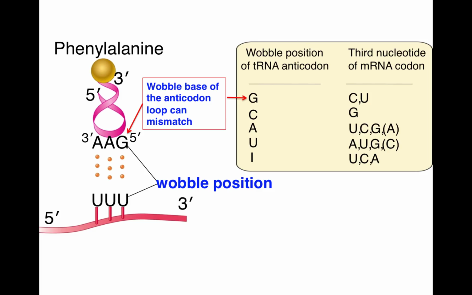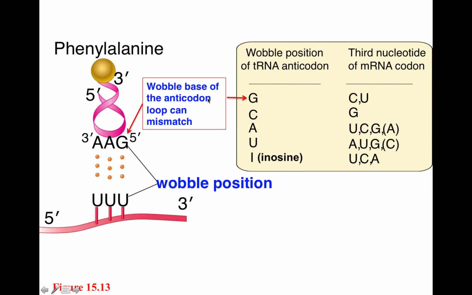So what about this wobble position? Here is our friend phenylalanine tRNA. In the first position of the codon, we have a U. In the second position, we have a U. In the 3rd position, we have a U as well. This is depicted as having the correct base pair for the first position and the second position, AU, AU, but the 3rd base pair is not the right normal conventional base pairing. Okay?